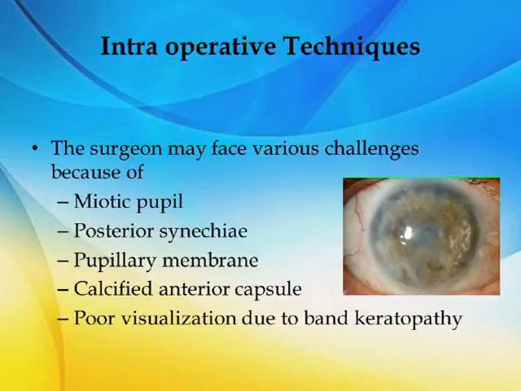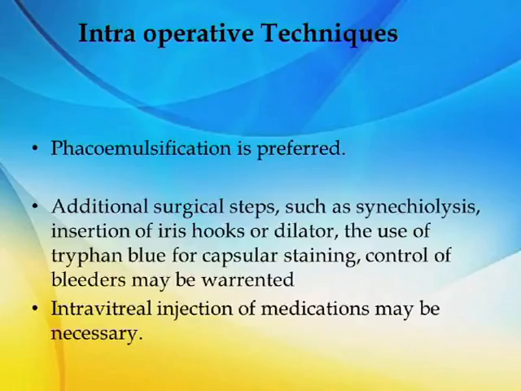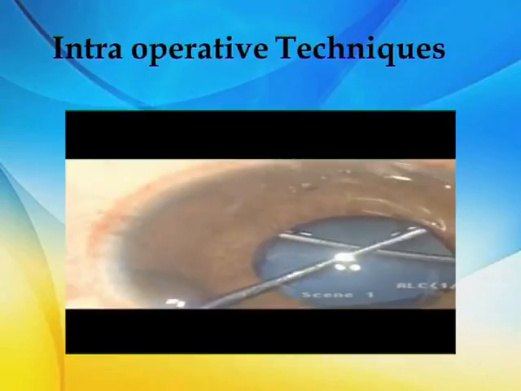The surgeon may face various challenges during surgery because of myotic pupil, posterior synechiae, pupillary membrane, calcified anterior capsule, and poor visualization due to band keratopathy. Phacoemulsification is the preferred choice in all these cases, but you may need additional surgical steps such as synechialysis, insertion of iris hooks or dilator, the use of trypan blue for capsular staining, and control of bleeders. Intravitreal injection of medications may also be necessary.